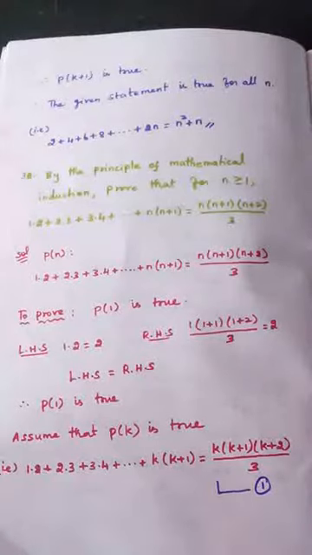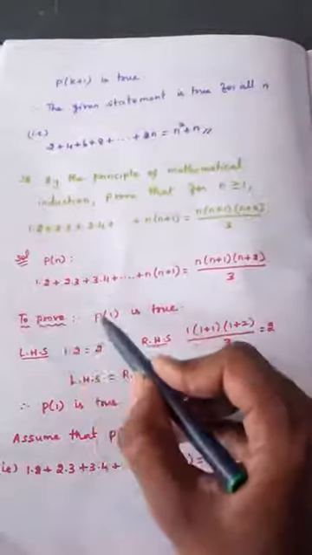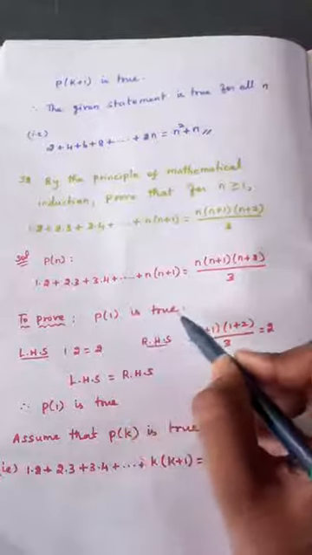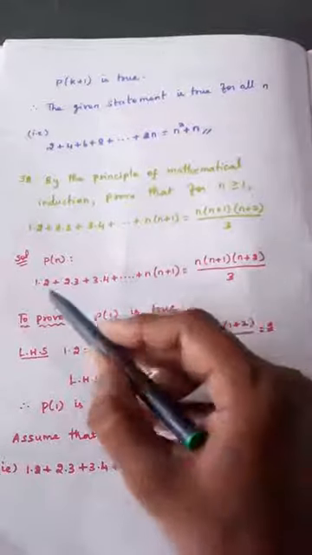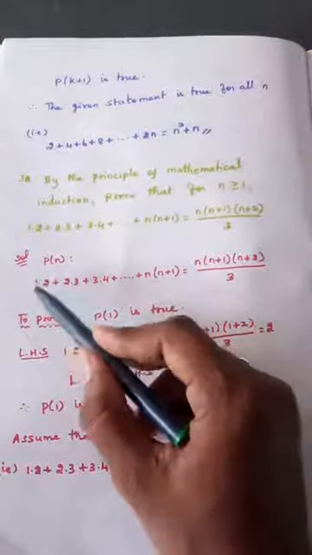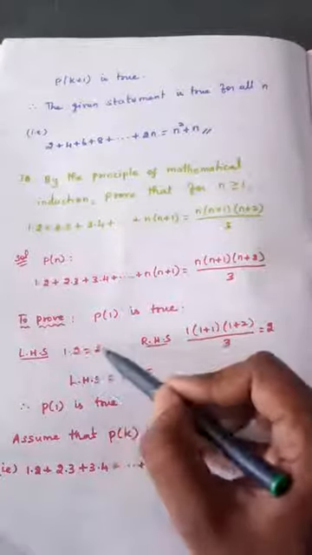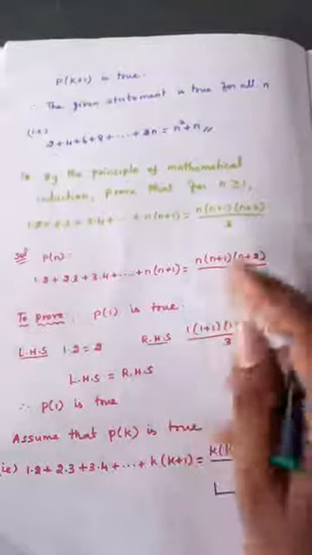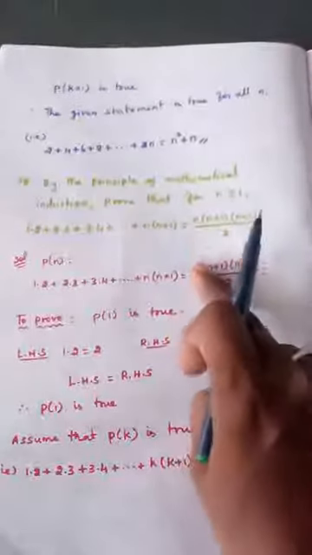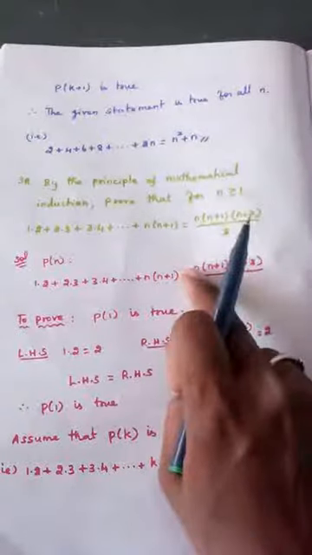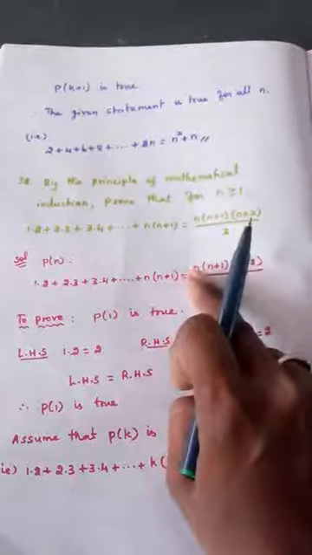What is the first step? I have to prove P of 1 is true. That is the first step. P of 1 means what? In the LHS I should take only one term. So 1 into 2, that is the LHS. So the answer is 2. For the RHS, you take this. In this, replace n by 1.